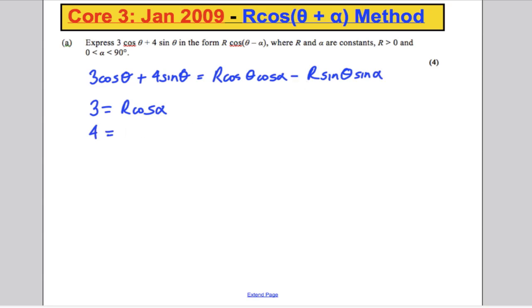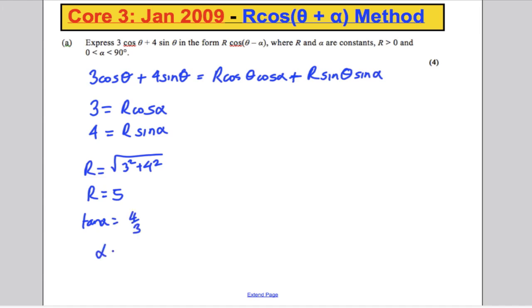Sorry, this should have been a plus here. I forgot. So 4 must be equal to R sine alpha. As always, R is therefore the square root of 3 squared plus 4 squared. So R is going to be the square root of 25, which is 5, and tan alpha is going to be 4 over 3.